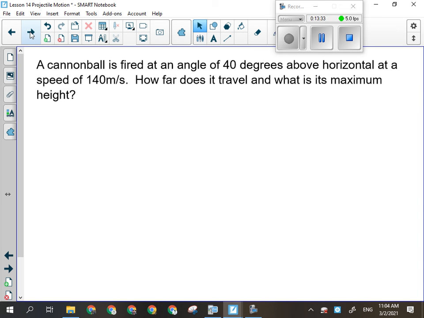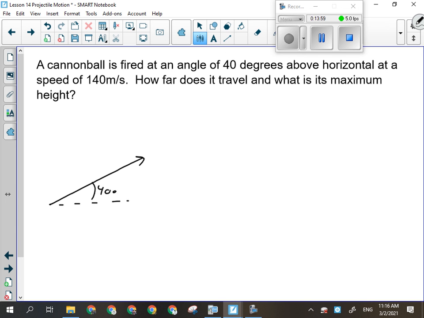All right, so you've got a cannonball fired at an angle of 40 degrees above the horizontal at a speed of 140 meters per second. How far does it travel? What is its maximum height? You can look at your method from the last question. It's going to be very similar to this one. It's just got different numbers. So basically exactly the same as the last one. We've got a cannonball fired at a 40-degree angle.